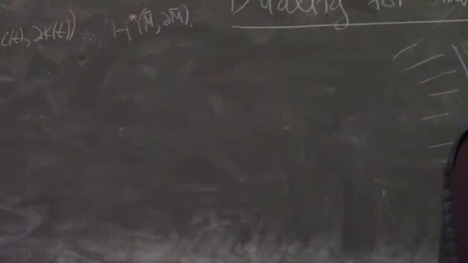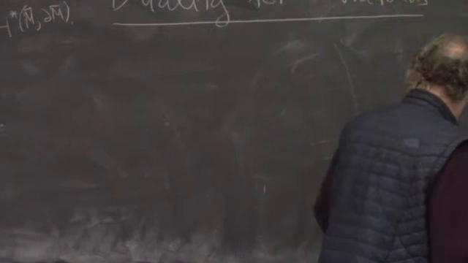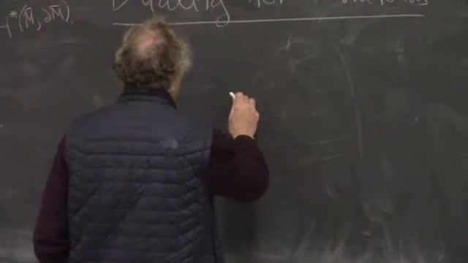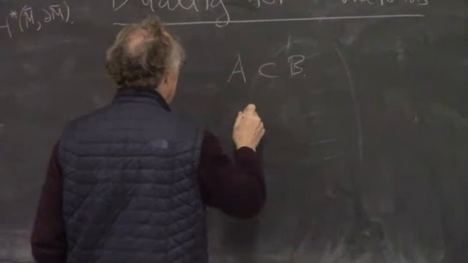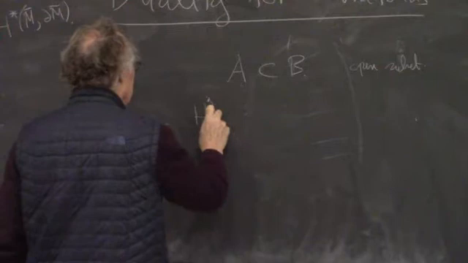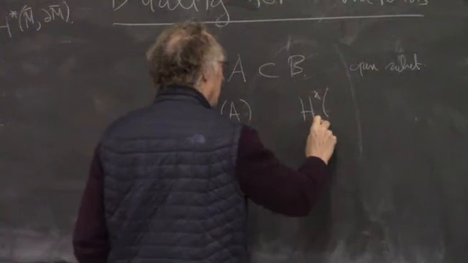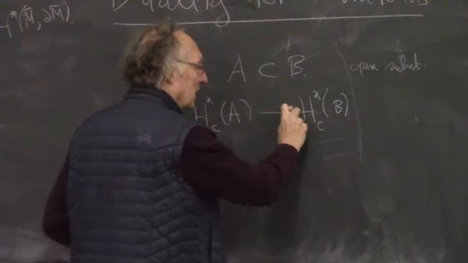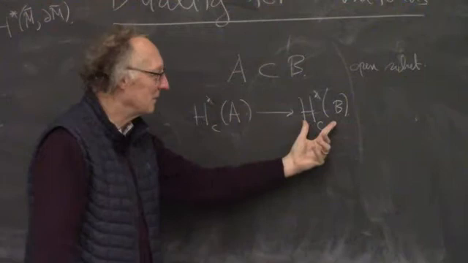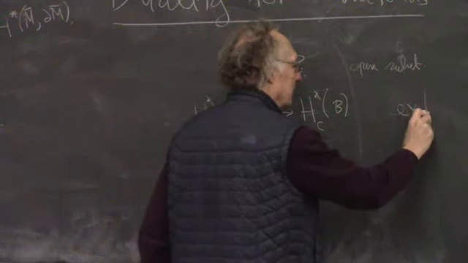So let me talk about that for a second. You're used to cohomology being contravariant and homology being covariant. Those variances both are reversed here. So you see, if I have A containing B, let's say these are open sets, and I look at the cohomology with compact support of A and the cohomology with compact support of B, the map goes this way. Because if I have a cocycle with compact support on A, I simply extend it by zero to give me a compactly supported cocycle on B. So the map here is extend by zero.